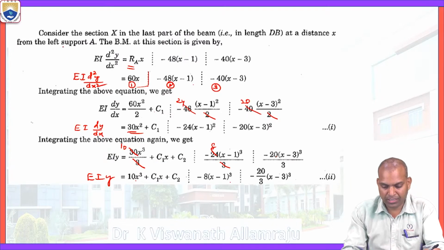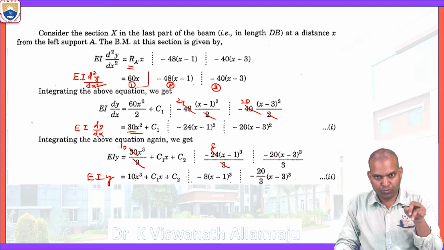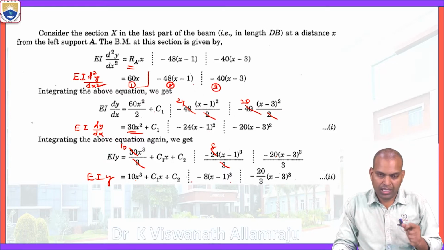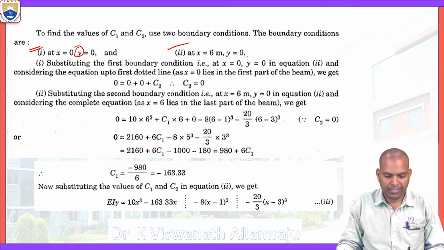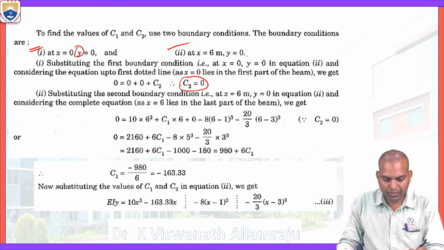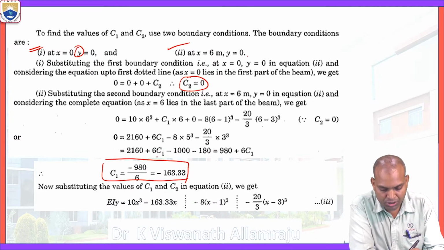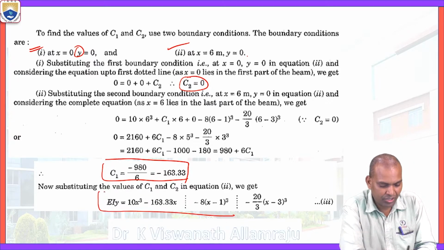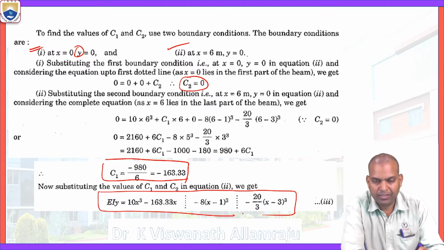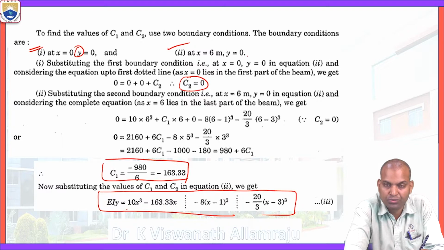So what is that equation number? That is equation number 2. Substitute those two boundary conditions in equation number 2. Then the values of C1 and C2 are obtained. What is the C2 value? It becomes 0, and C1 becomes negative of 163.33. Substitute this C1 and C2 in equation 2. Now you get this equation. Equation 2 becomes equation 3 after substitution of C1 and C2.